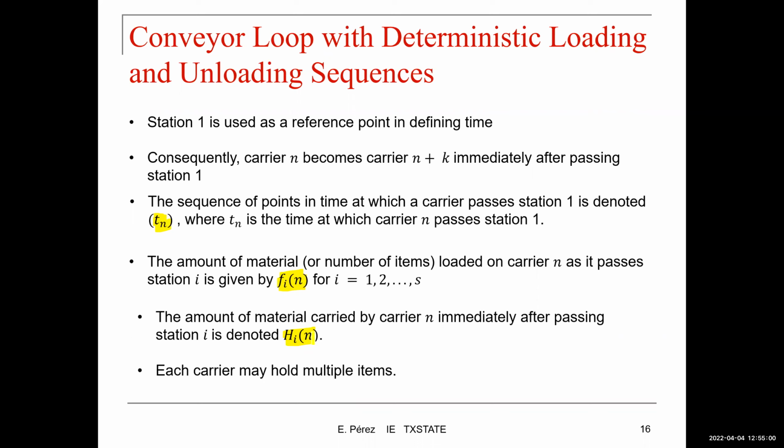And we know that each carrier may hold multiple items. Okay, so we are defining all these parameters. You'll see how this works in a minute. But the idea, again, is that knowing these loading and unloading sequences, knowing how many stations you have and how many carriers you have on the one conveyor, you can define the capacity that you should have for each one of these carriers.